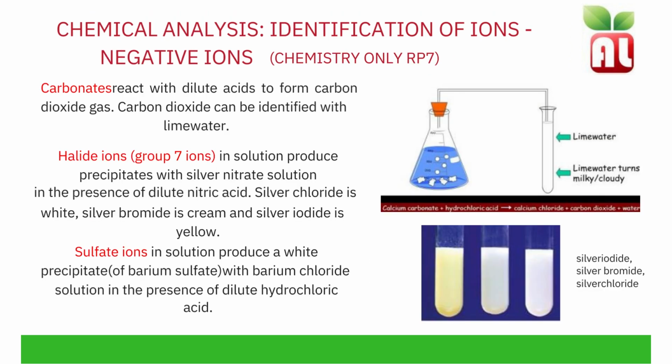Identification of anions. Anions are the negative ions found in your unknown ionic compound. Typically, your ionic compound will be a white solid. So we do chemical tests to identify the metal and the non-metal ions that make up the unknown ionic compound. The anions or negative ions we test for are carbonates, halide ions, and sulfate ions.